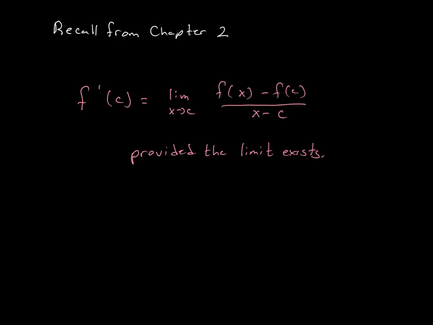To really get to the development of L'Hopital's rule, I want you to recall this fact from chapter 2. And this was one of the forms of the definition of the derivative, that f prime of c was equal to the limit as x approaches c of f of x minus f of c over x minus c. You'll notice the difference quotient there. And this is provided that limit exists. Okay, this definition right here of the derivative is going to be key in terms of our development of L'Hopital's rule.